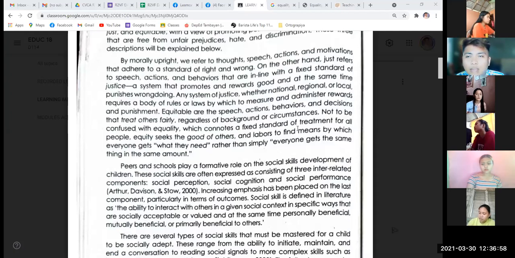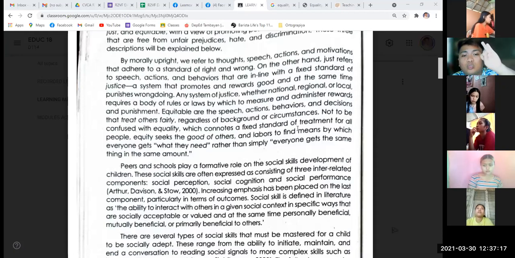we need to have a clear understanding of the importance of social skills. As a teacher, why do we need to teach? Why do we need to understand social skills? And why do we need to learn how to teach social skills properly?